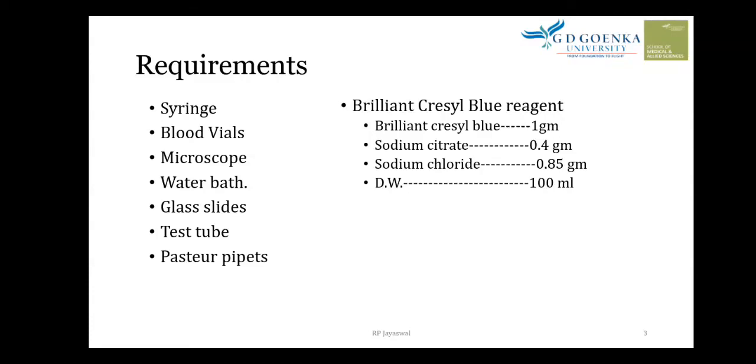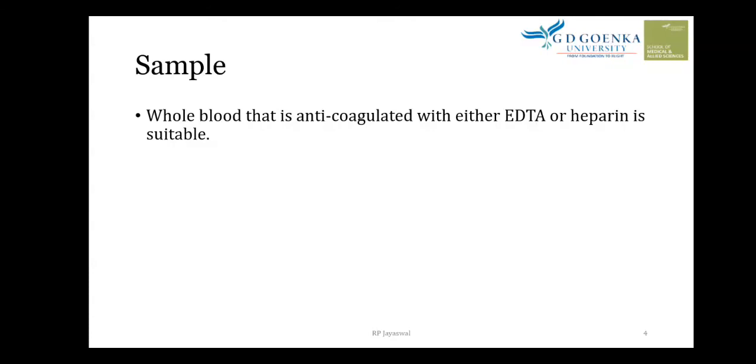Sodium citrate prevents the aggregation of the red cells and reticulocytes. Sodium chloride provides isotonicity to maintain the morphology of the cells, and distilled water is where we can mix or dissolve these ingredients. The sample to collect for this test is a whole blood sample.